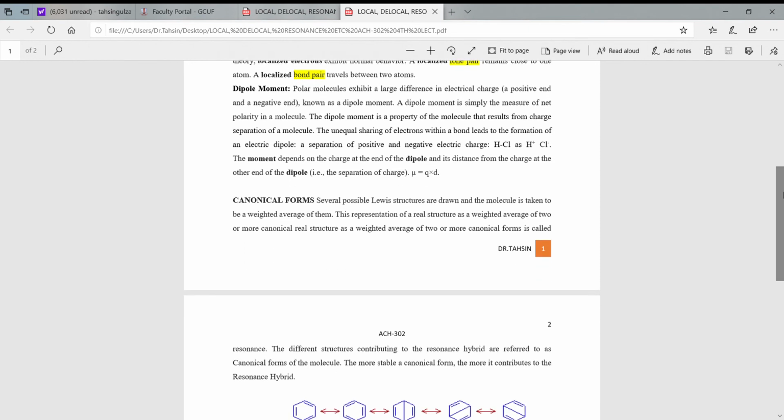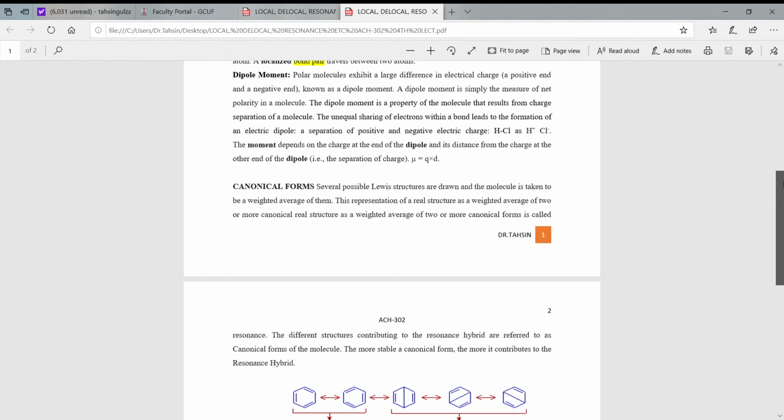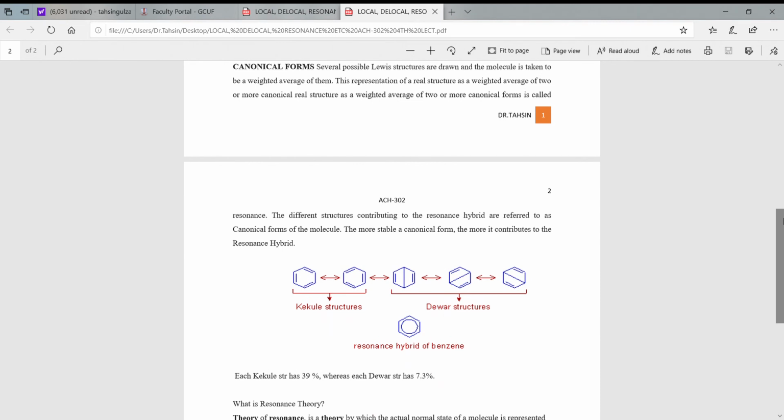Now canonical forms. In benzene we can draw many structures, but the famous ones are the two Kekulé structures, very close because they are stable, so they are about 39% each, and the other Dewar structures are approximately 7.3% each. But none of these five structures could explain what benzene actually is.